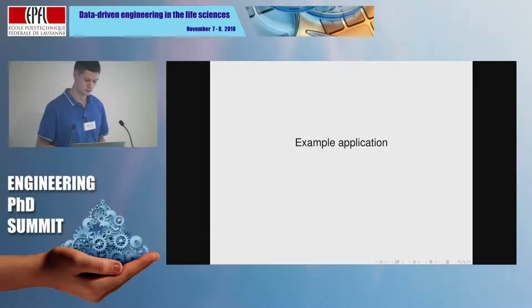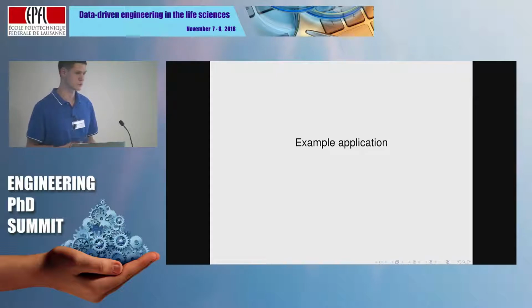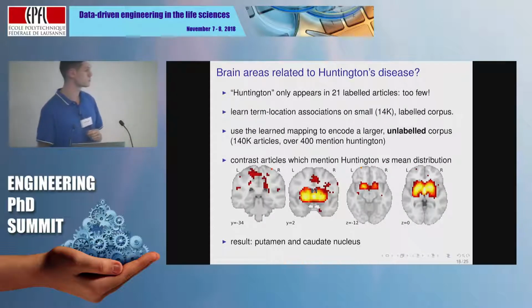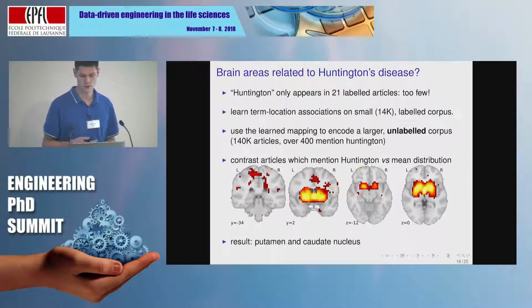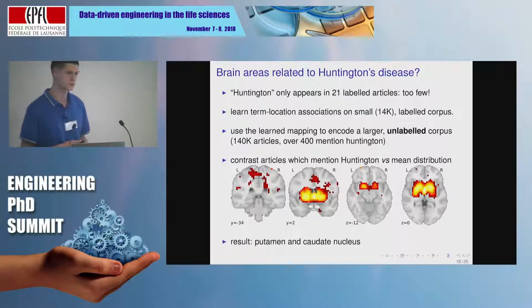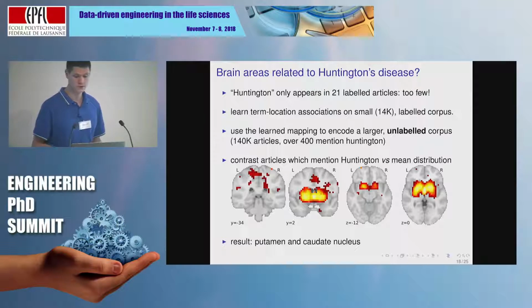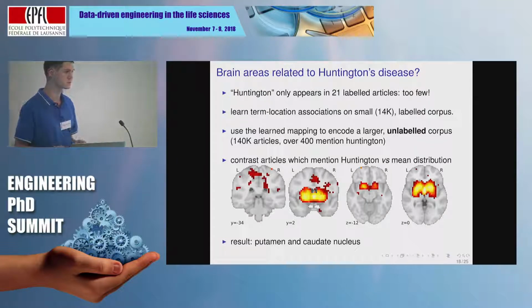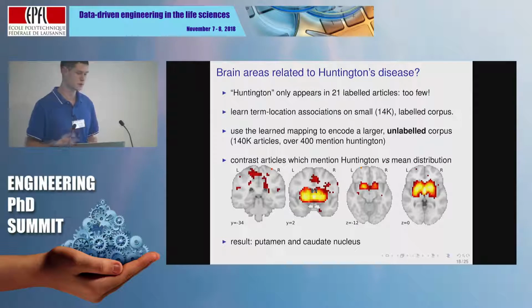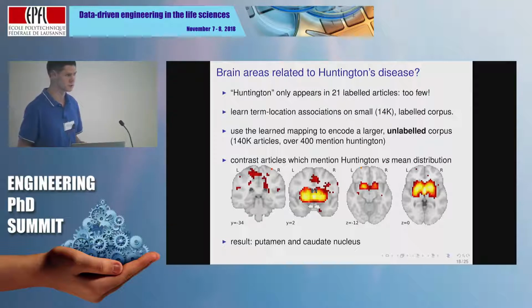And then I said that this could be used to pull together many articles and try to find which regions are relevant when studying a particular pathology. For example, if we want to learn which anatomical structures in the brain are important for Huntington's disease, this is a rare disease, and it's hardly discussed in the labeled corpus of 14,000 articles from which we could extract peak activation coordinates. So we don't have enough text about Huntington accompanied by brain images or peak activation coordinates to perform this kind of meta-analysis.